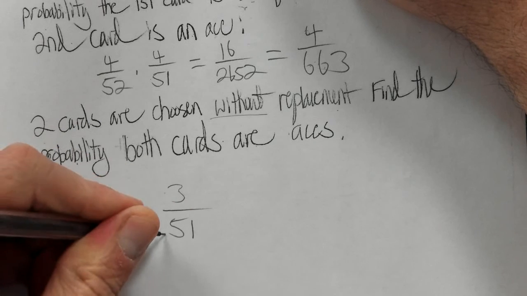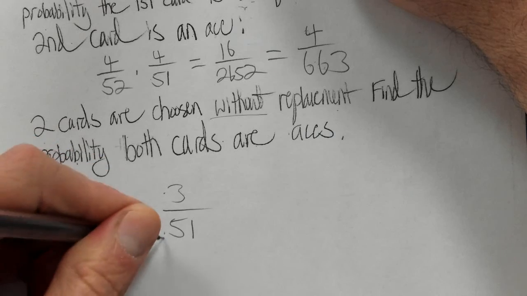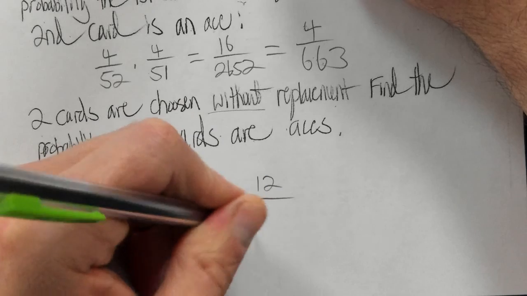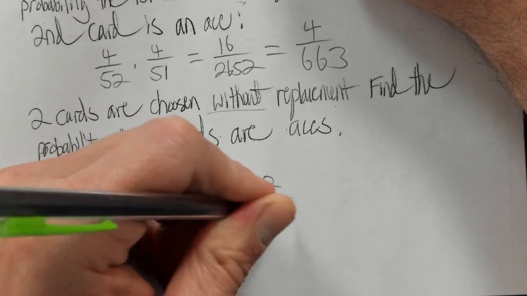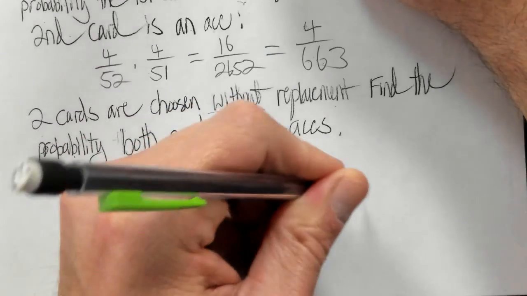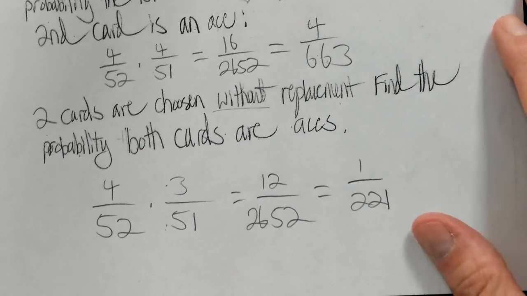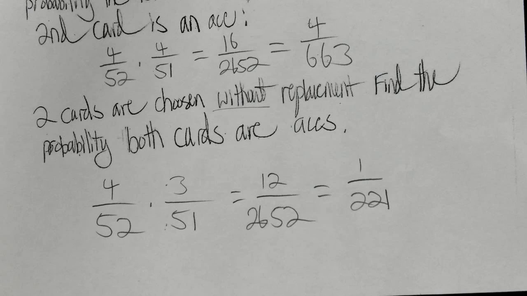Remember, it's always favorable over total. What you want, there's only 3 aces left. How many left? Only 51. That is 12 over 2652. We can reduce that down to 1 out of 221. All right? 1 out of a 221 chance that if you're dealt 2 cards, that both of them would be aces, provided that they're the first 2 cards that come off of the deck. All right? So that's an example of how you can kind of get independent and dependent probabilities.